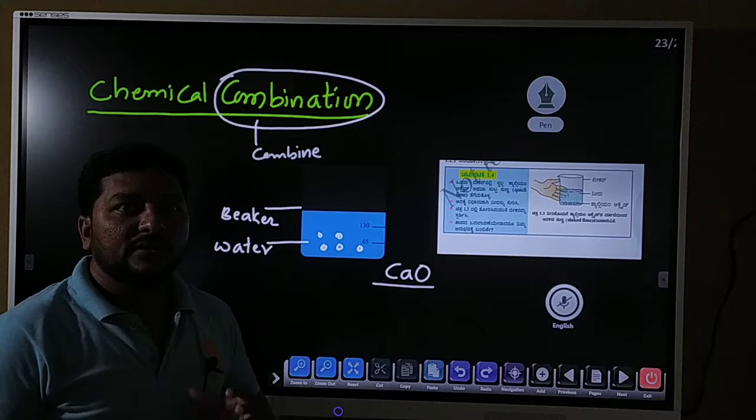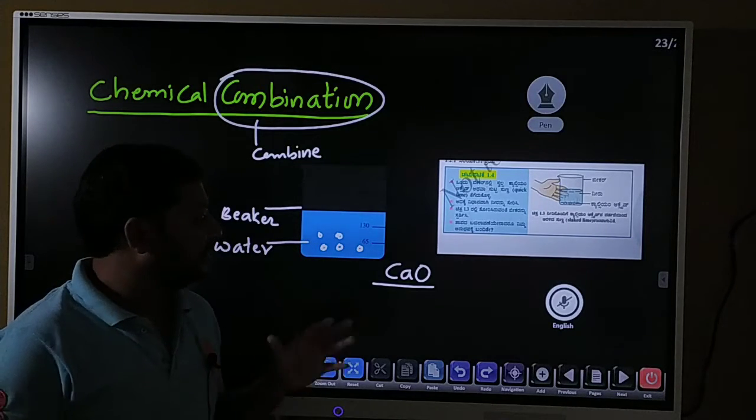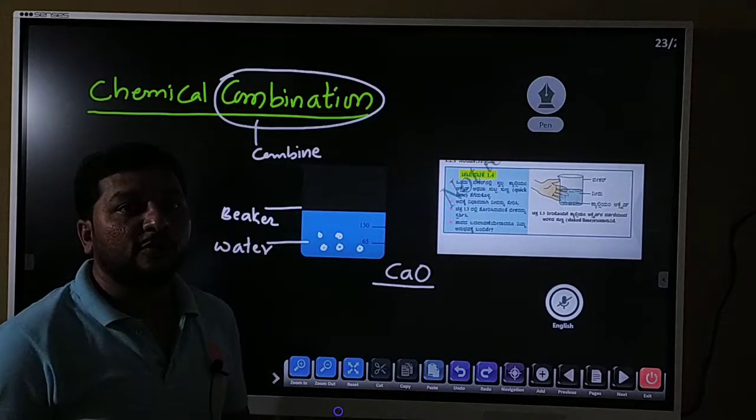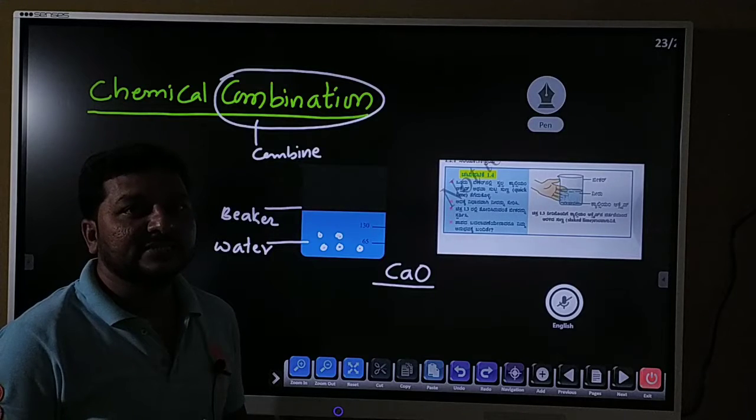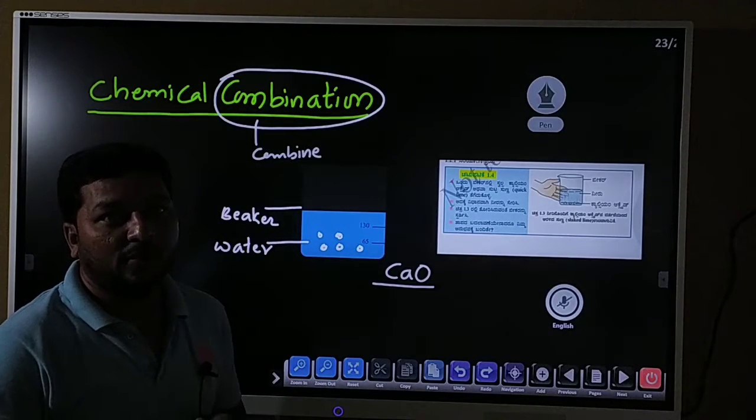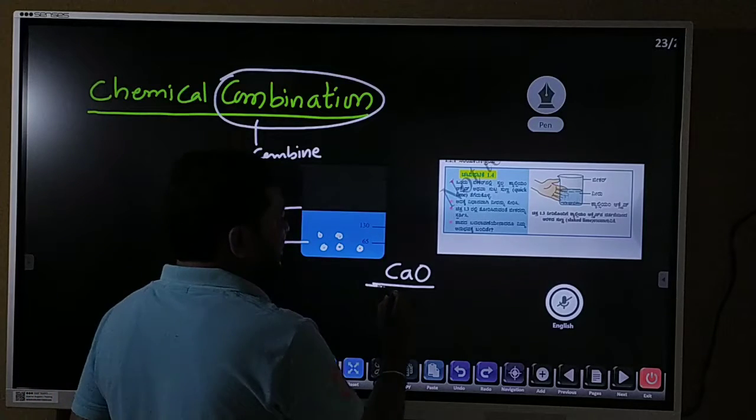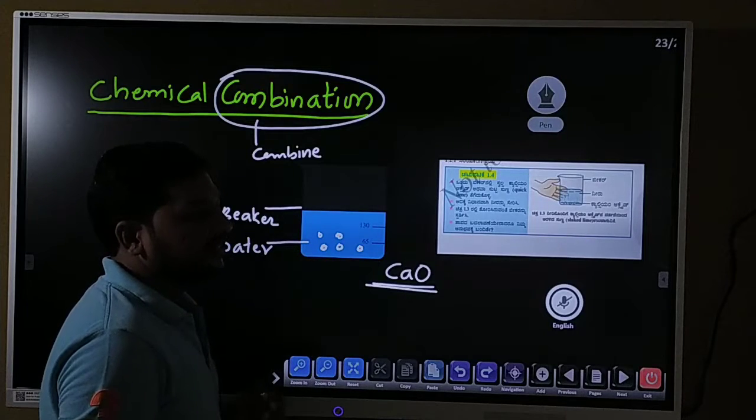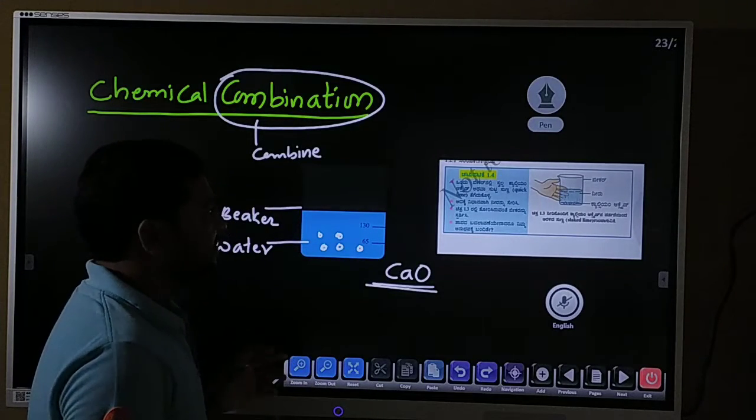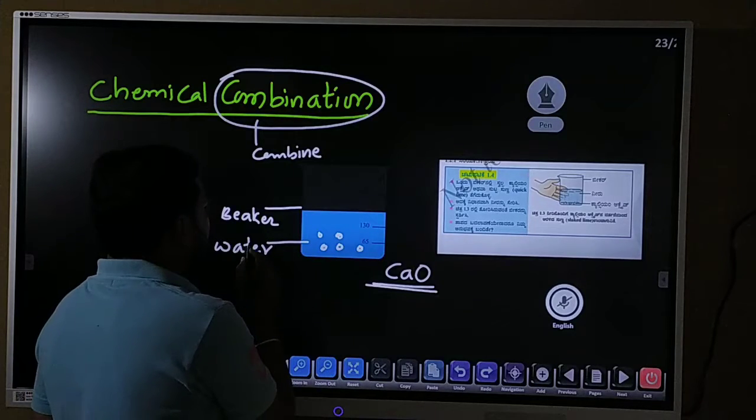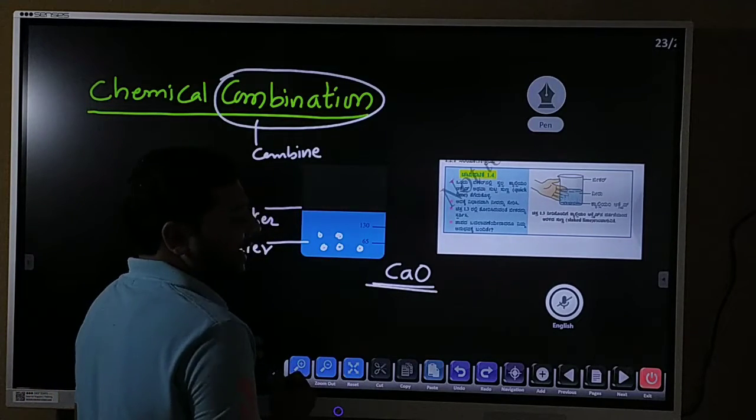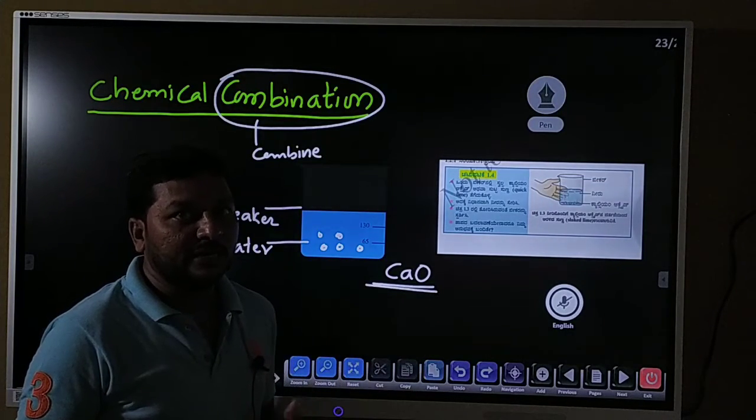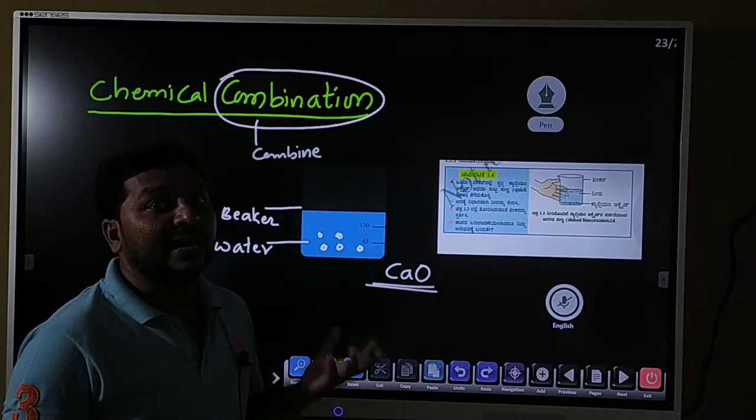Just imagine and recall the calcium oxide that we use in our daily life for the whitewashing of our buildings, houses, schools. We add this calcium oxide to water and stir well. After some time the quicklime, that is calcium oxide, is converted into slaked lime when it reacts with water.